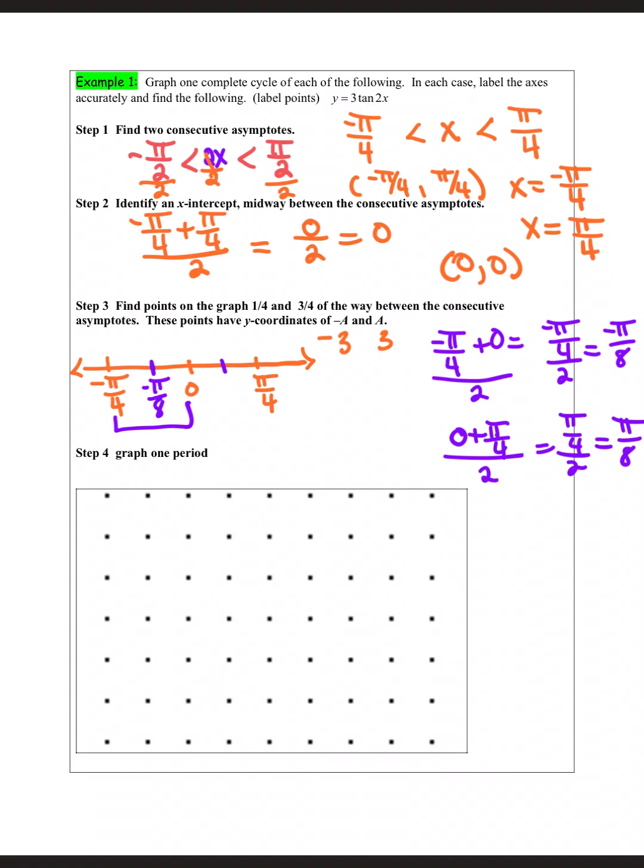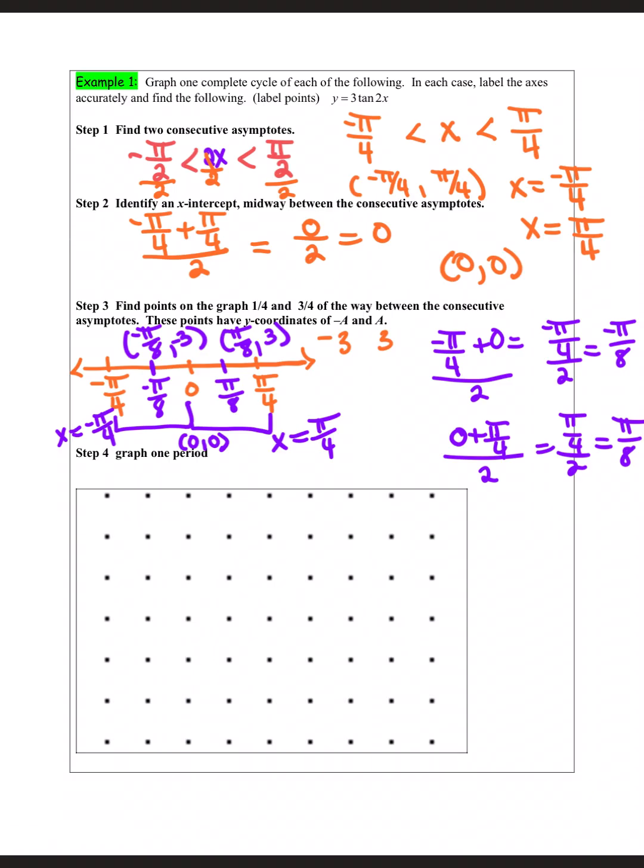So now we've found basically 1/4 away from the asymptote and then 3/4 away from the asymptote. At negative pi over 8, it will be negative 3, and at pi over 8, it will be 3. And at 0, we have 0, 0. And then we have our two asymptotes, one at x equals pi over 4, and the other one at x equals negative pi over 4.